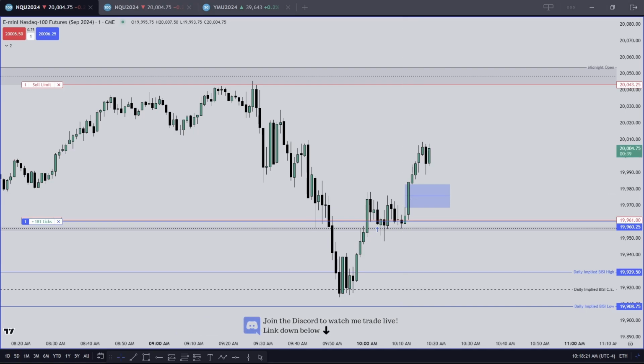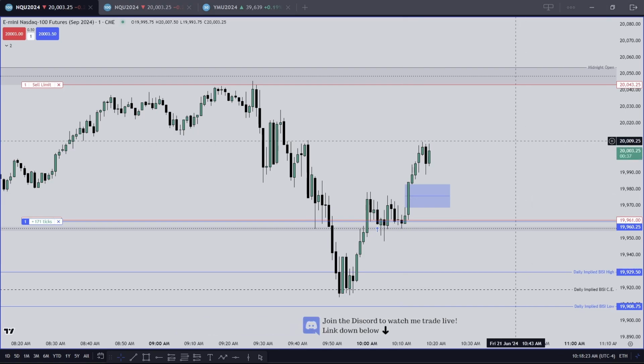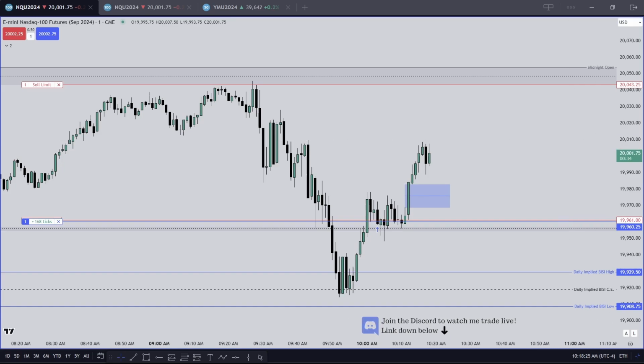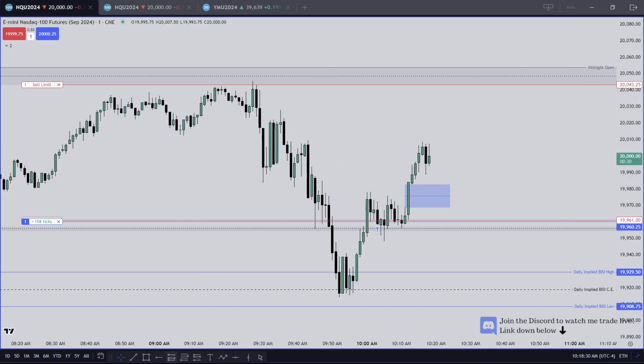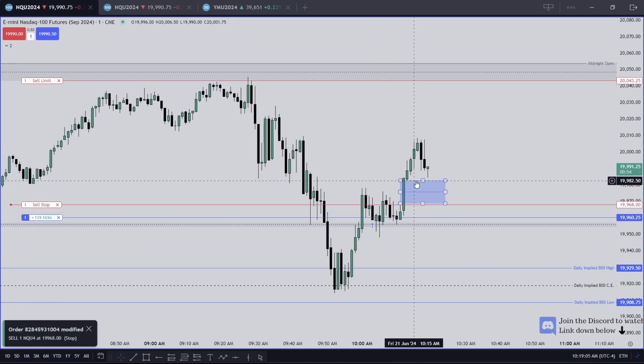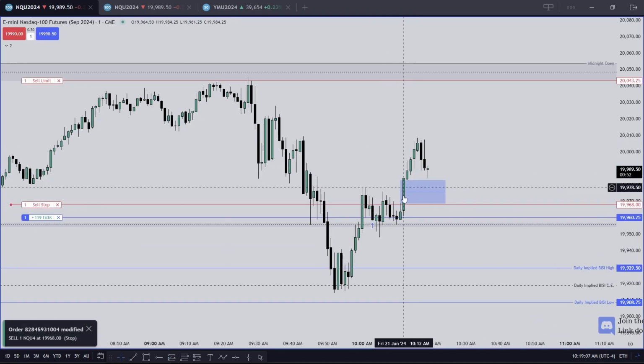Just paid myself on my personal account, took a partial. I can't take partials with top steps, so it is what it is. If we were priced in this entire fair value gap, I don't want to see that, so my stop loss is right underneath that.